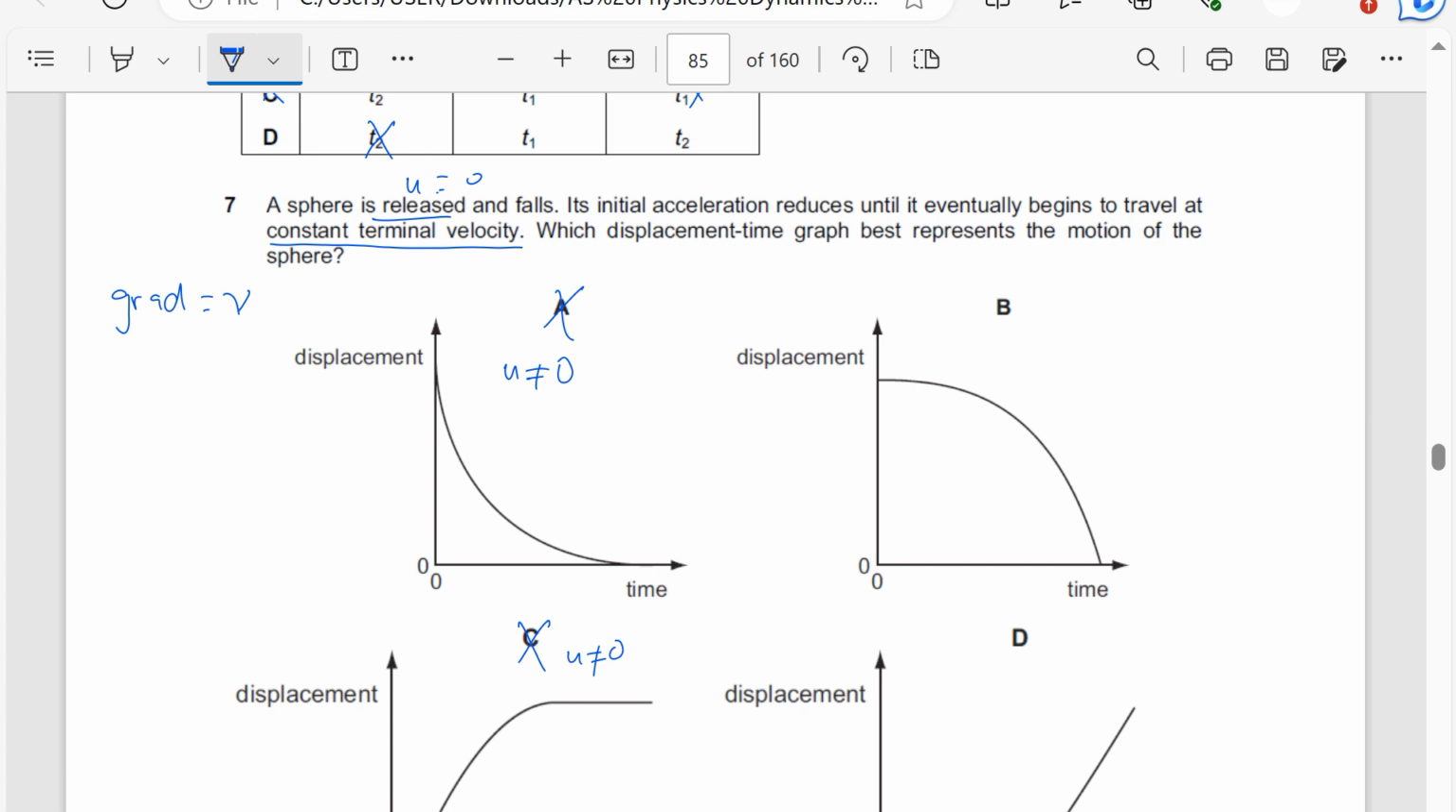Its initial acceleration reduces until it eventually begins to travel at a constant terminal velocity. So it means at terminal velocity, the acceleration should be 0. So the acceleration starts decreasing to 0. If acceleration decreases to 0, it means velocity becomes constant. So V tends to a constant value because the acceleration reduces. That means at terminal velocity, I'll quote Vt, the gradient is constant.